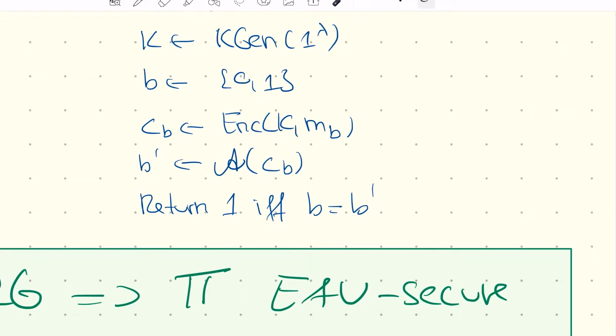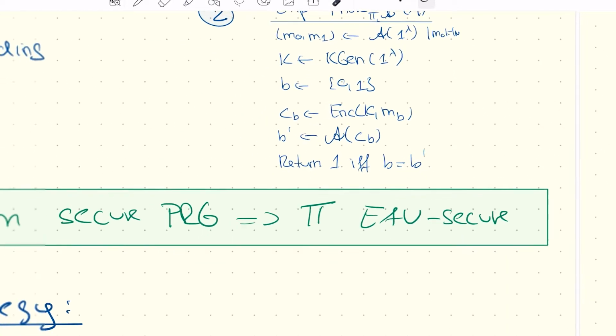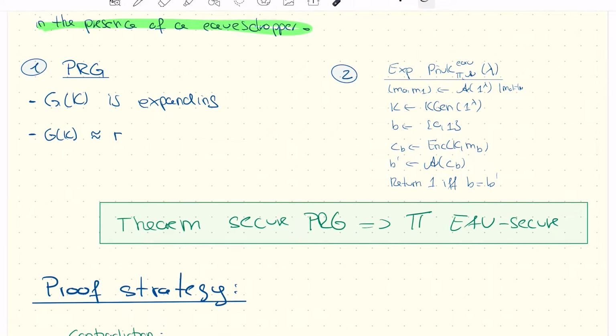Now, what the theorem intuitively says is that if the PRG is secure, then our encryption scheme is secure as well. So how can we prove the security now? Well, the way that we do it is we derive a contradiction, meaning that we don't believe the theorem is true and we basically turn it around.